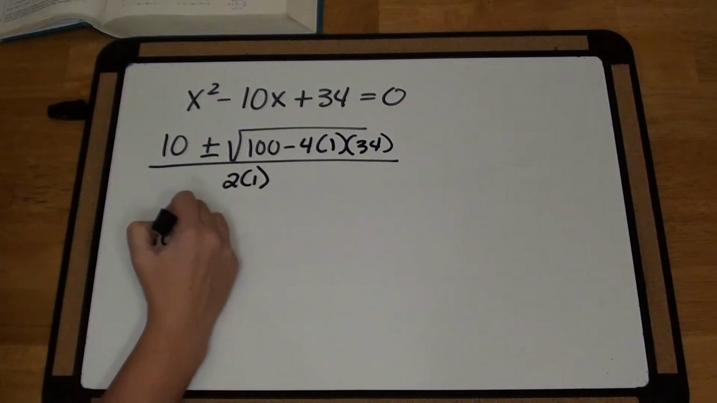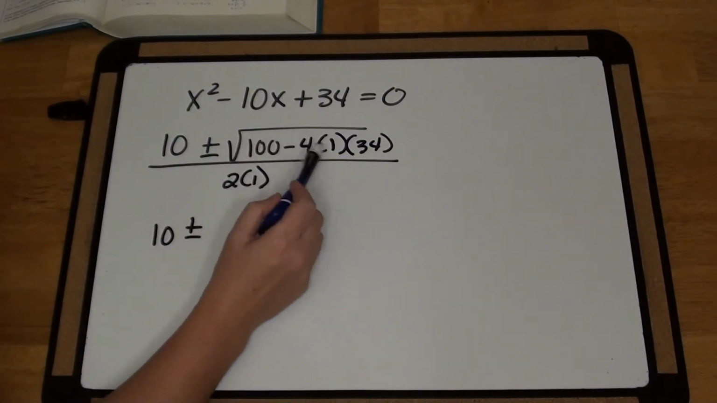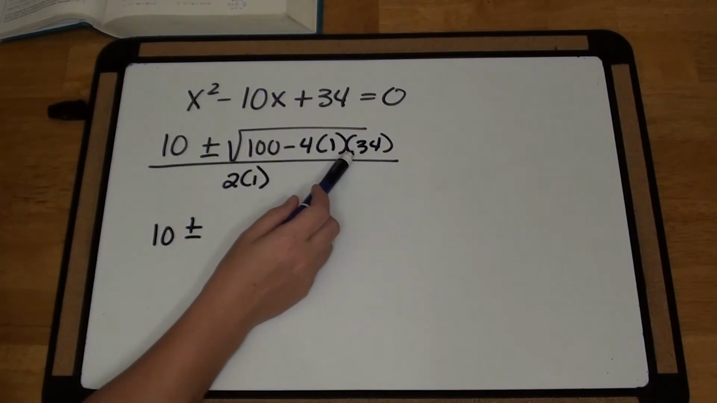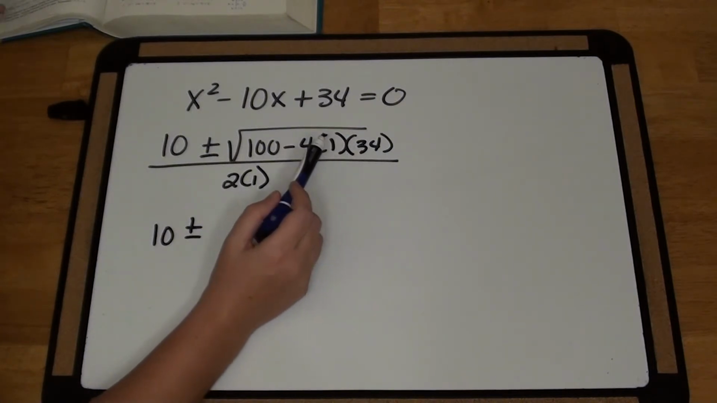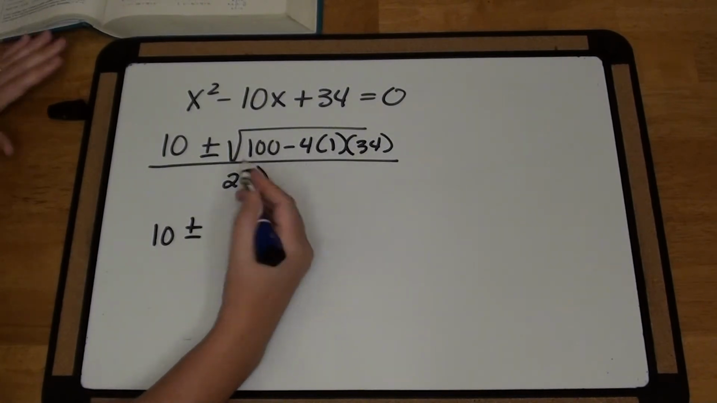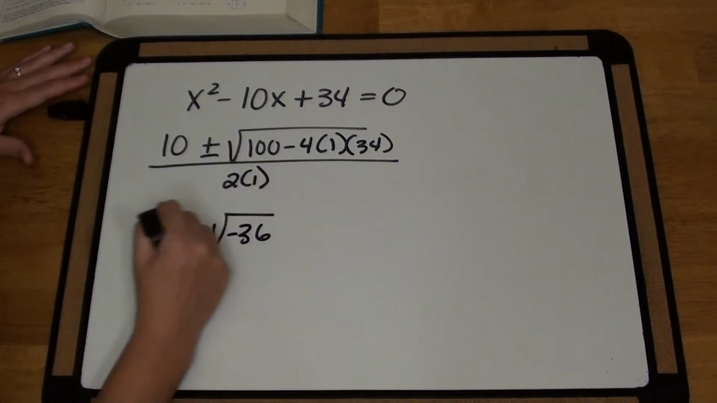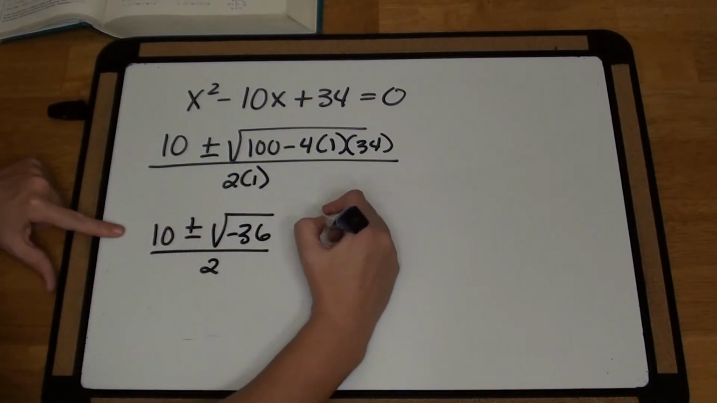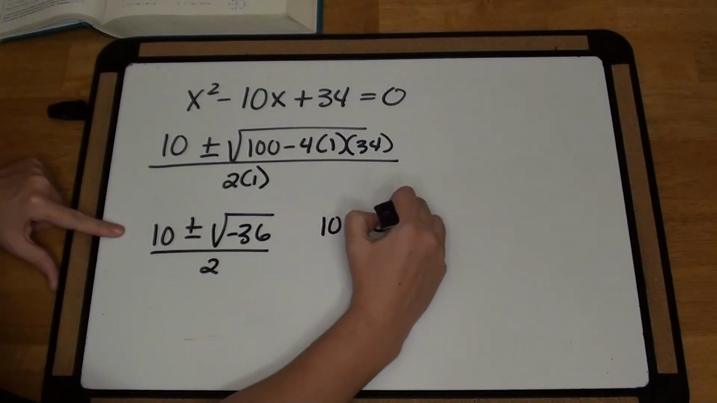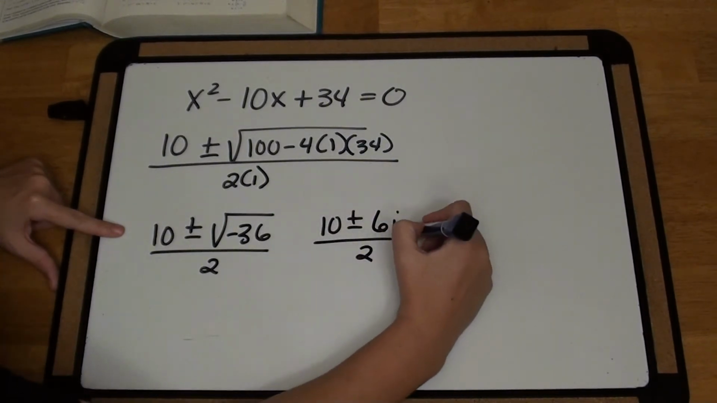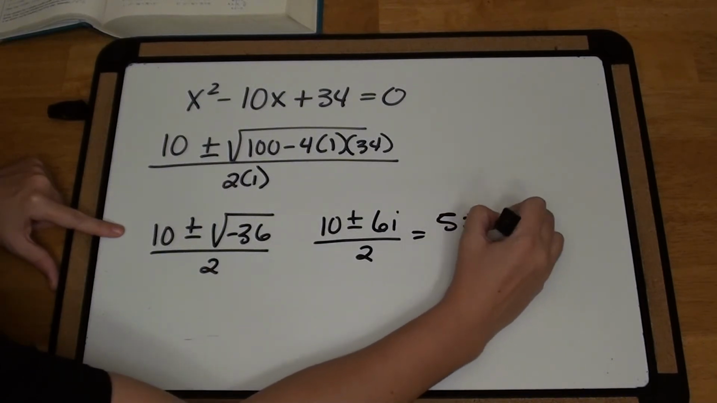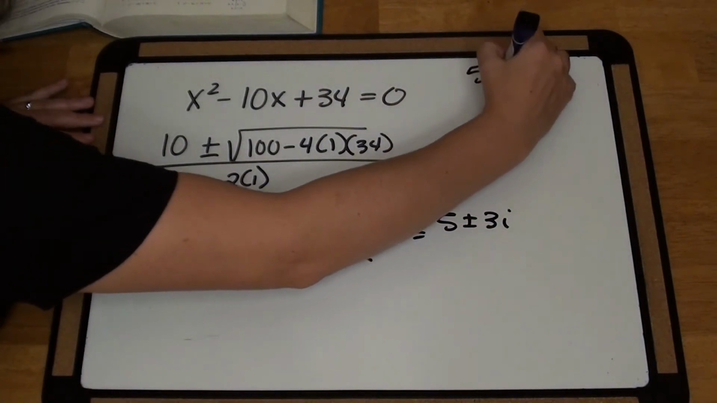So what do I get? I get 10 plus or minus the square root of... so what is this, 132? Negative 132? So I should have negative 32 back there. Is that right? I'm trying to think. 4 times 4. No, sorry. This is 16 carry the 1, 136. So this would be 36. So it would be plus or minus the square root of negative 36 over 2. So that would be 10 plus or minus 6i over 2, which is the same thing as 5 plus or minus 3i. That's our answer. I'm going to write it up here. 5 plus or minus 3i.